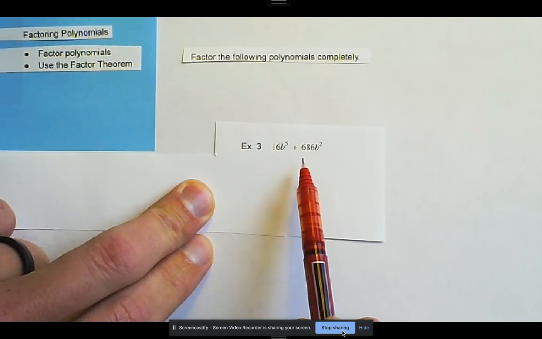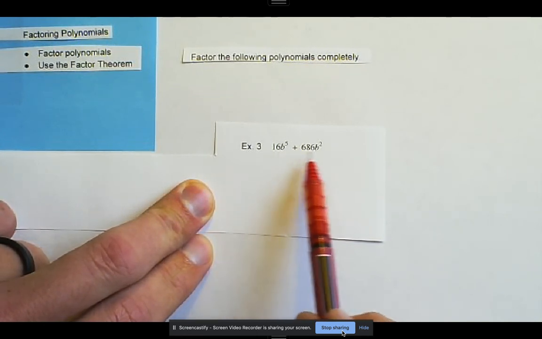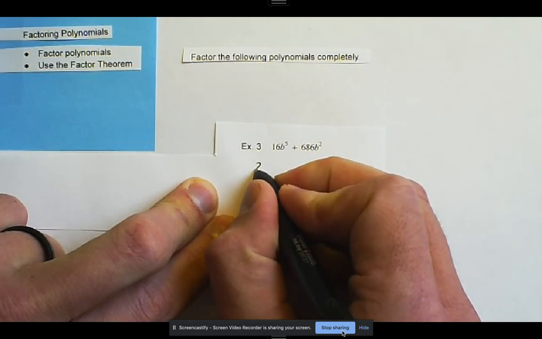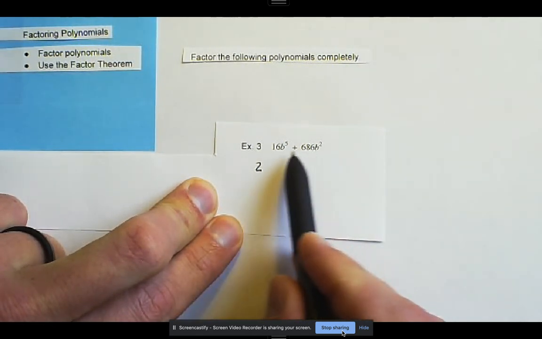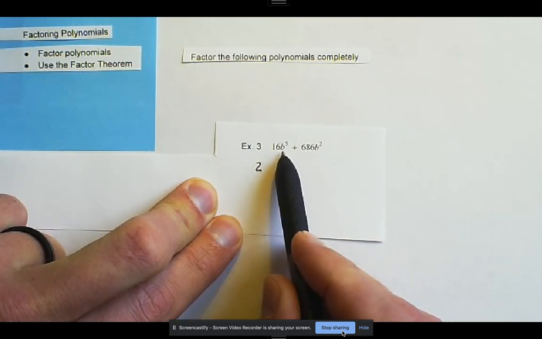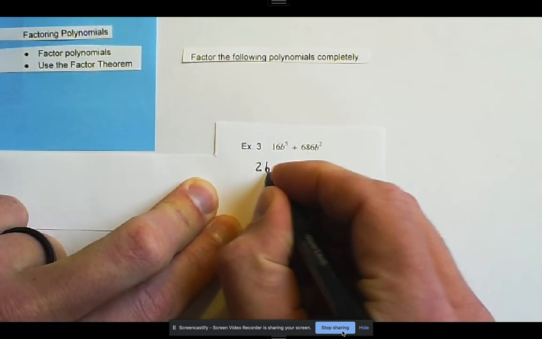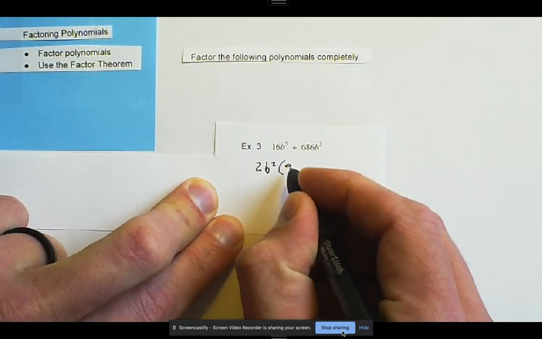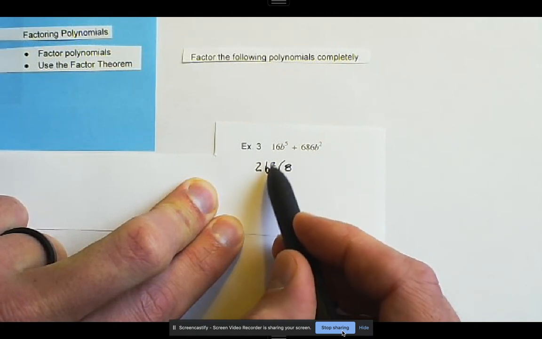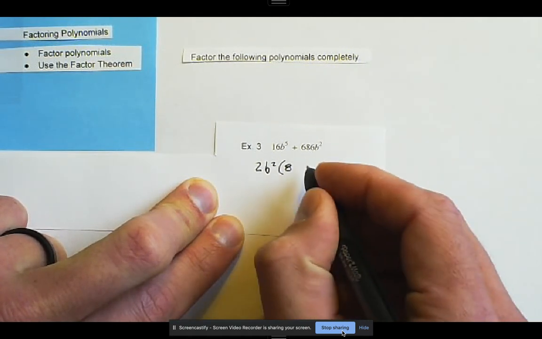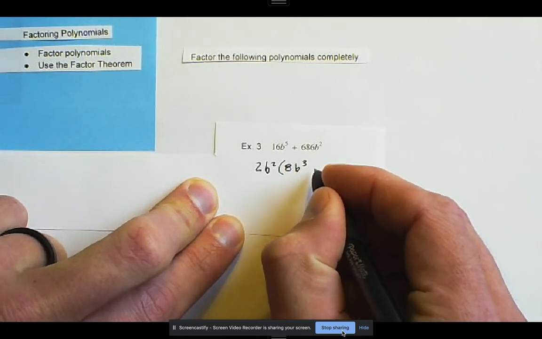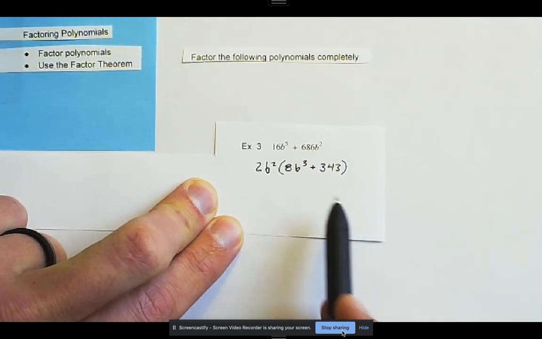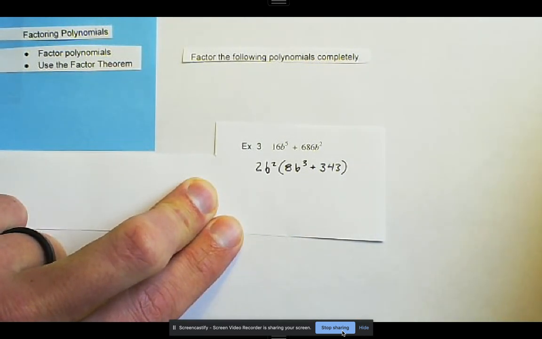How can we get there? We notice that both of these coefficients are even, so that means that we can at least take out a 2. And we also see that we have both b's, so we can take out b squared here and definitely b squared here. So that's what we can factor out to start with. So 16 divided by 2 is 8 b to the fifth, and we take b squared out, so we're left with b cubed plus 343. So we're thinking right now that we could have sum of cubes.